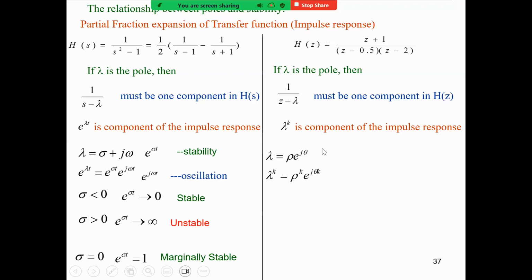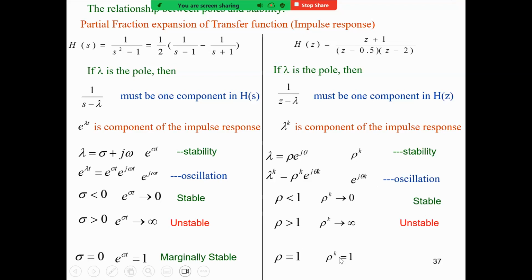Okay. So therefore, remember the key difference between those two: in the continuous time, you look at the real part. For the discrete time, you should look at the magnitude of the complex number. So this one decides the stability. Because this term is purely oscillation, this is the criterion, right? It has to be less than 1. Or in other words, it has to be inside the unit circle in the complex plane. Bigger than 1, it will go to infinity. Of course, equal to 1, we know 1 to the power of k will be 1. That is the marginally stable case. Okay?